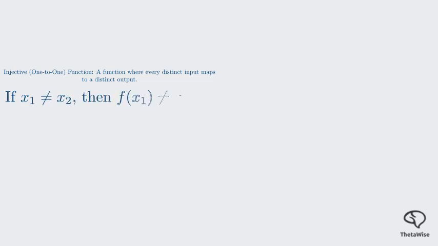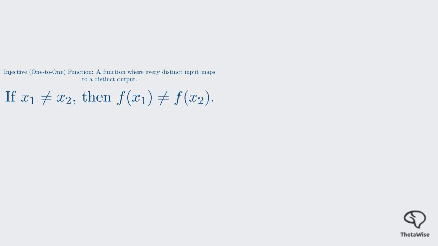First, an injective function, also known as a one-to-one function, is a function where every distinct input maps to a distinct output. In other words, if you have two different inputs, they must produce two different outputs. You can't have two different x values giving you the same y value.